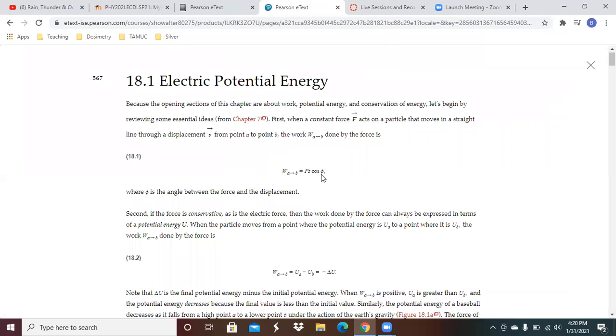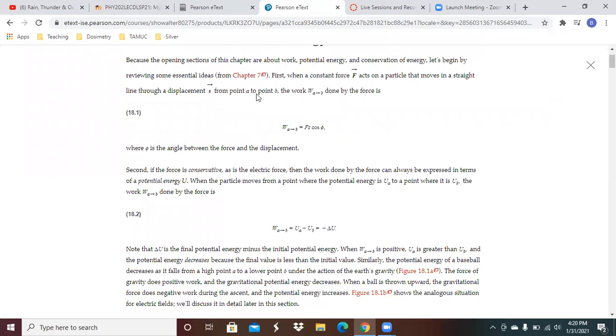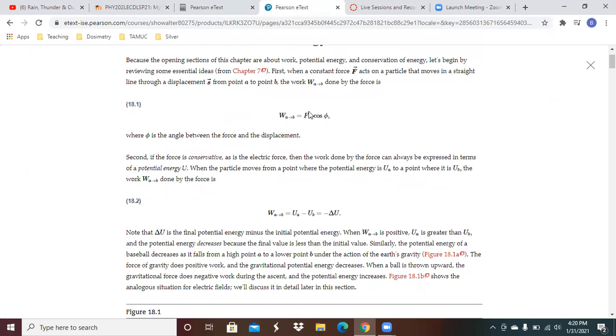Let's take a look at the description here. You can see here that the chapter is pulling the information from chapter 7, where the work on something going from point A to point B is going to be F s cosine phi. This tells you the amount of work done by this particular force as it pushes an object through displacement s. Those are both vectors, so we're looking at the angle between them, the angle between the force and the displacement.